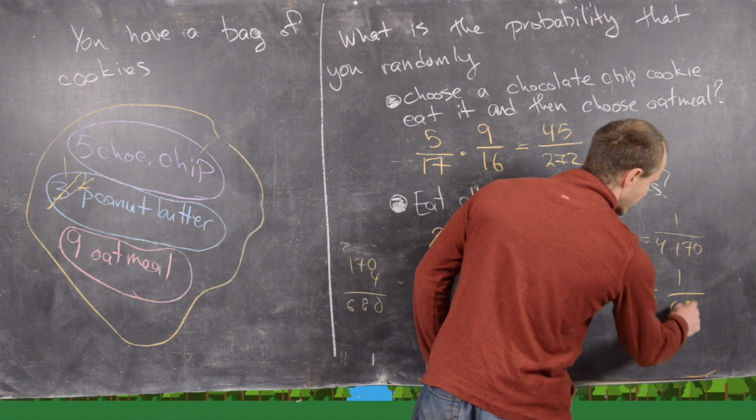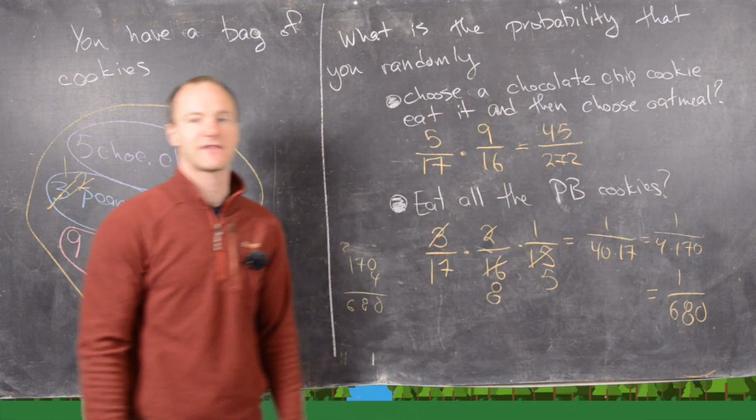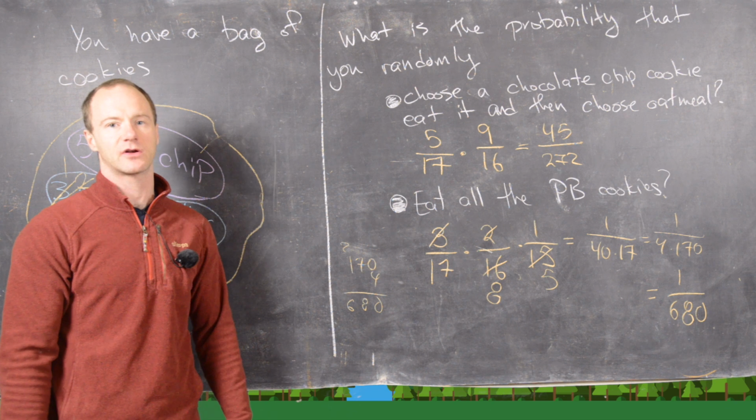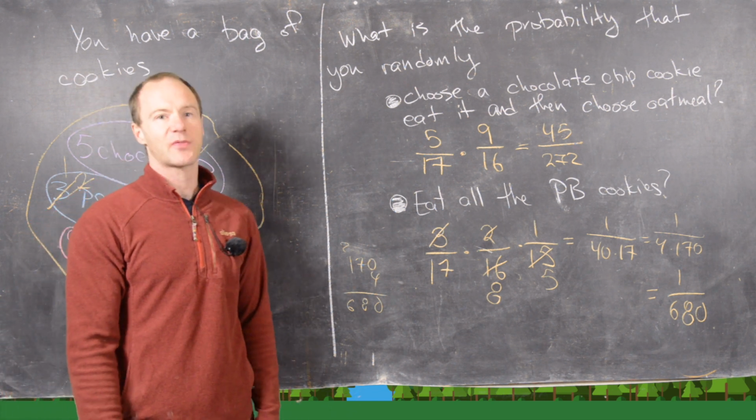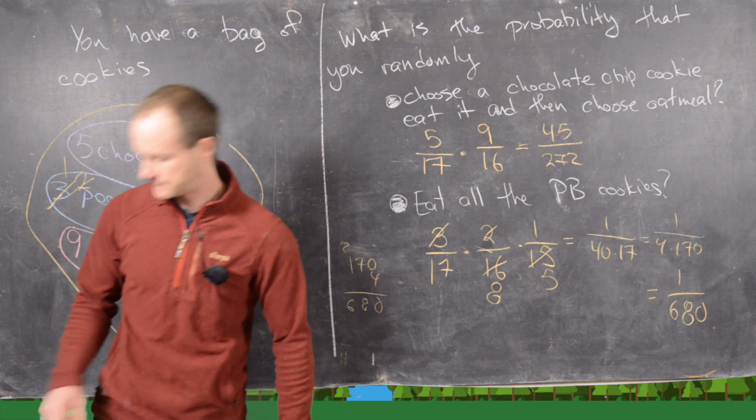That's going to be 1 over 680. Okay, so that's the probability of eating all 3 peanut butter cookies in a row. Okay, I'm going to clean up the board, and then we've got one more example to do.